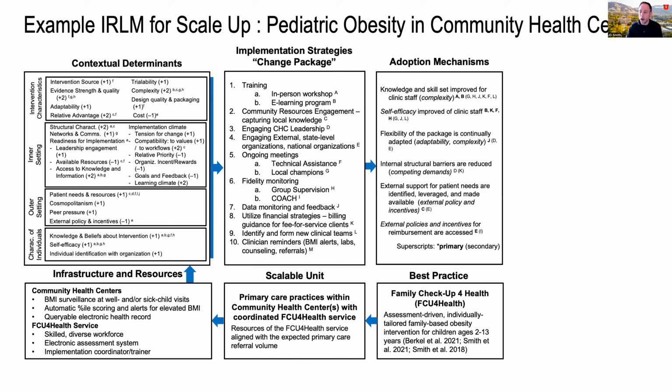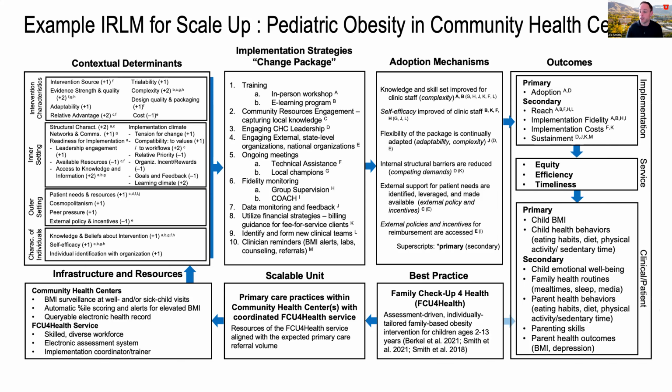We then have a number of adoption mechanisms that we think are going to lead to this being adopted and sustained. It shouldn't be just simply getting people to adopt, but actually to deliver and sustain over time. And then we have our primary outcomes, and you can see aligning with scale up, the primary outcome is getting to adoption, and then secondarily to reach the majority of the population, to do so with fidelity, and to have implementation costs that are reasonable and potentially have return on investment, and then sustained practice.